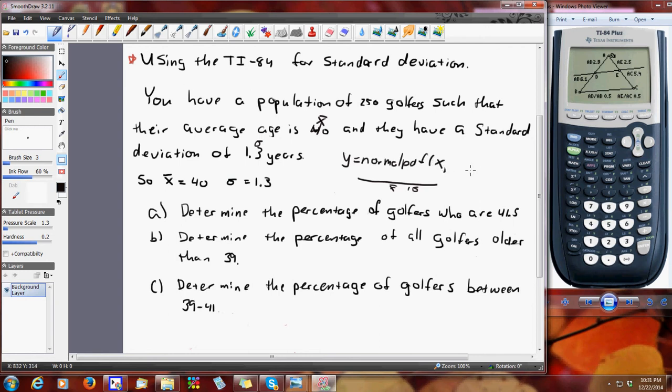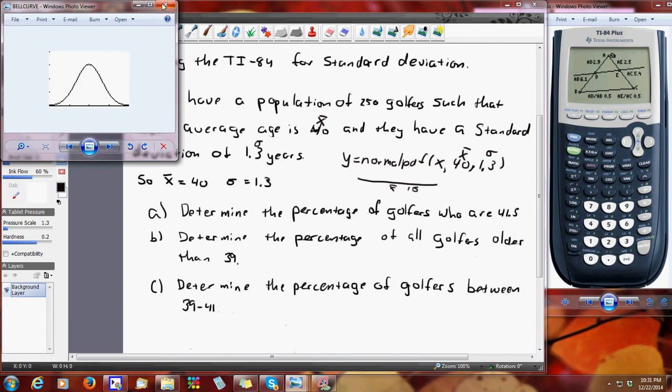It's going to be X, your mean, which is 40. I'm going to put down X bar because it's not always going to be 40. And then your standard deviation, which in this case is 1.3. And then you have to close your parenthesis. And when you do that and you graph it, you're going to get this picture here.